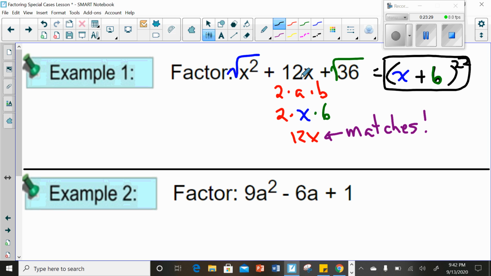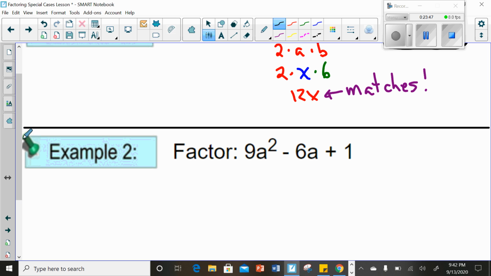So I want you to go ahead and pause the video, and I want you to apply the test for the middle term and see, is negative 6a the correct middle term when 9a squared and 1 are your first and last terms. So pause the video and apply that test.